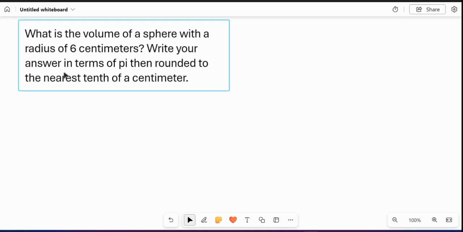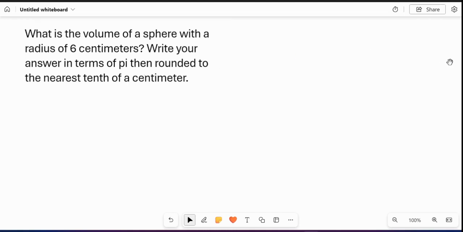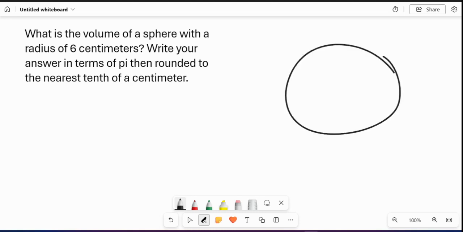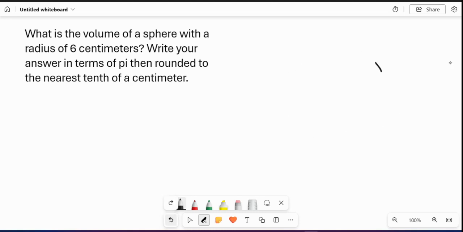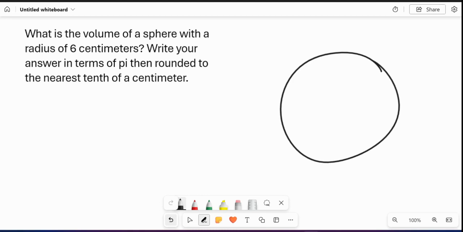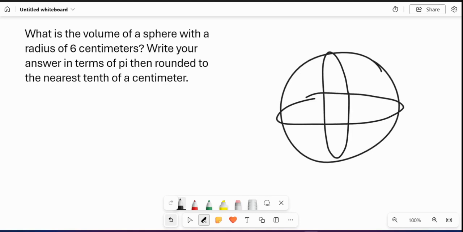All right, so in this first problem, it says, what is the volume of a sphere with a radius of 6 centimeters? Write your answer in terms of pi, then round it to the nearest tenth of a centimeter. Okay, this is a challenge. This is probably the one I have the toughest time with, is drawing spheres, drawing a three-dimensional circle. Okay, gonna try that again. There's my ball. Okay, it's gonna look like this and like that.